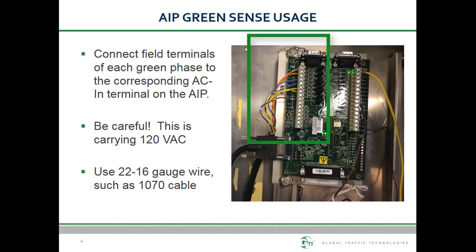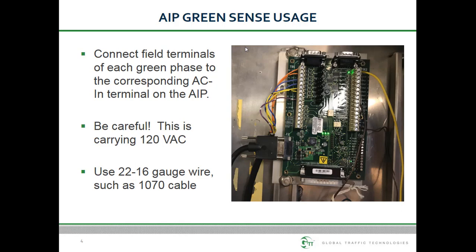To connect GreenSense, you will need to run a 16 to 22 gauge wire between the field terminals for each green phase in use in the cabinet to the corresponding AC in terminal on the AIP. We can monitor up to 8 phases. It is recommended to not connect any phases not in use. Remember to also connect a wire from AC neutral to the AC common terminal on the AIP.